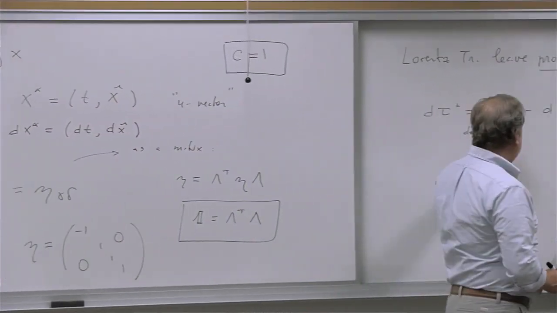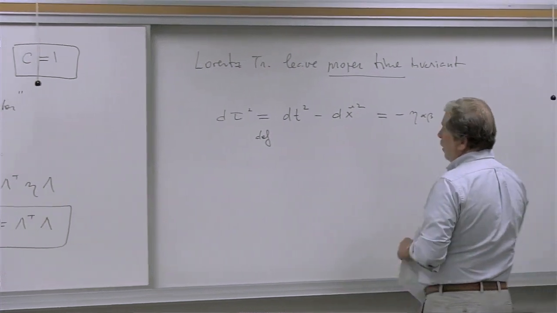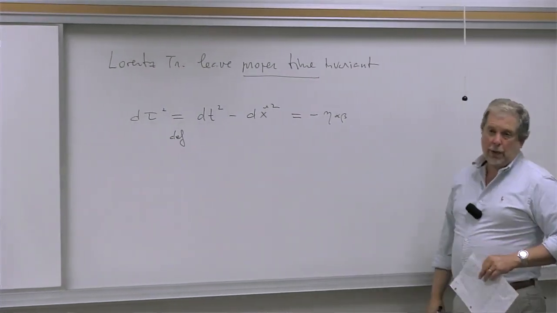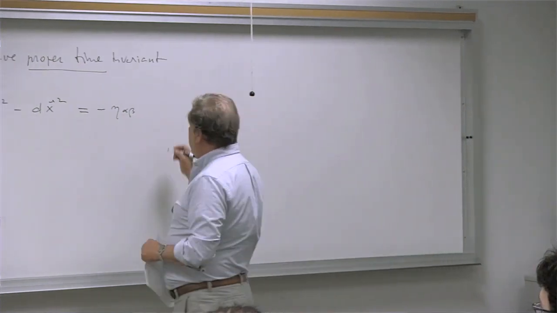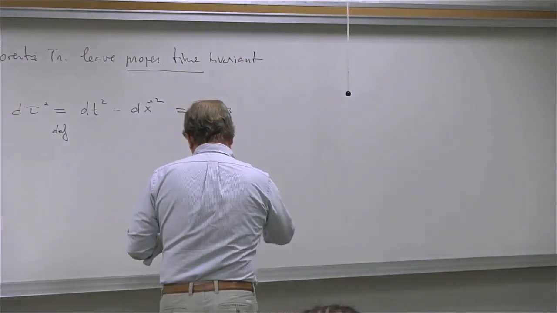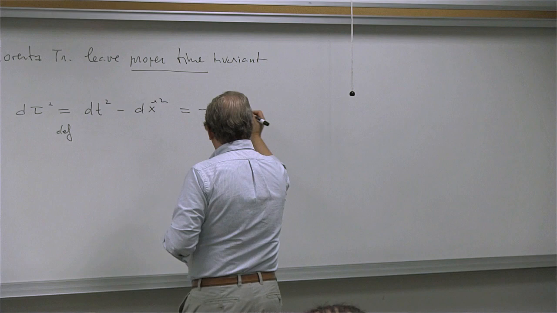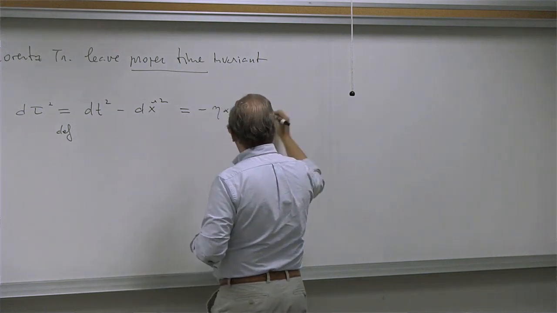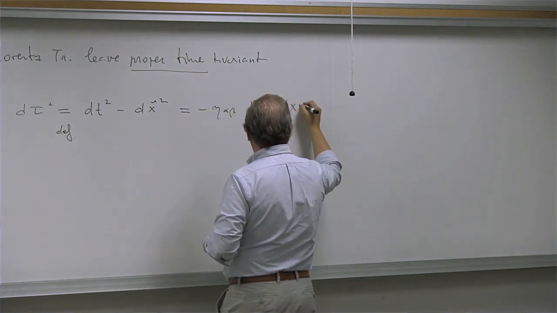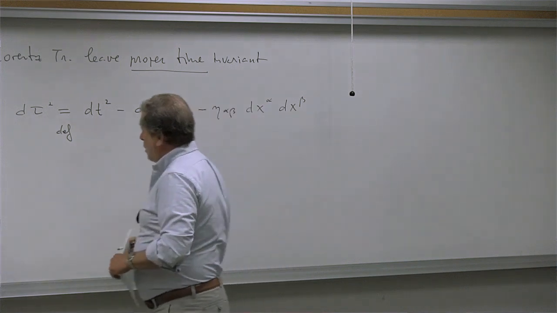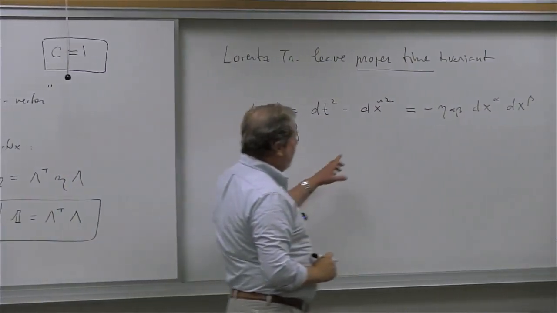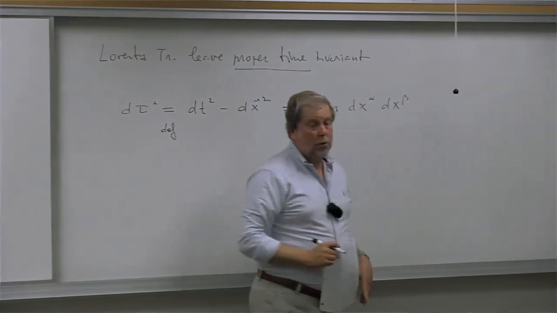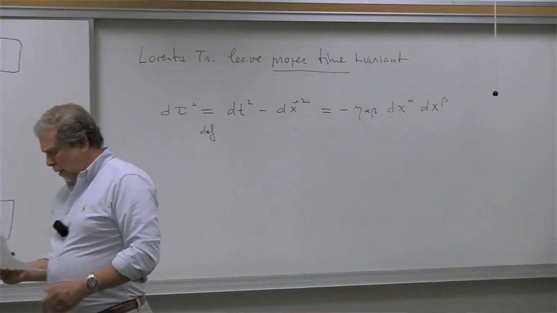The off-diagonal matrix element is 0, which is precisely what we have here, because here, of course, we don't have any dt dx term either. So this is minus dx alpha dx beta, which is minus eta alpha beta times dx alpha dx beta. Okay, so it's the same thing. So this is our proper time interval. We can write it in terms of the metric, and we can write it in terms of the coordinate increments.